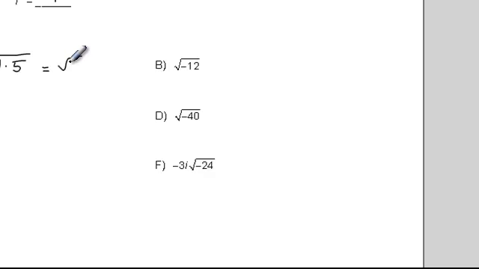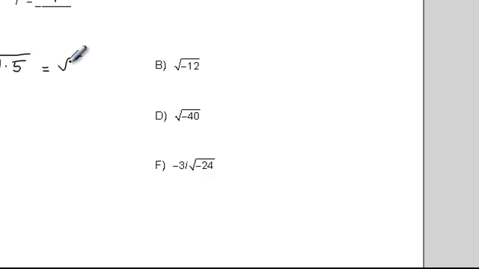Alright, same thing happens over here. The i comes out, we break down 12. We break down 12 into 4 and 3. 4 is a perfect square, 2 and 2. The 2 comes out. 2i square root of 3 is the way to rewrite this problem.